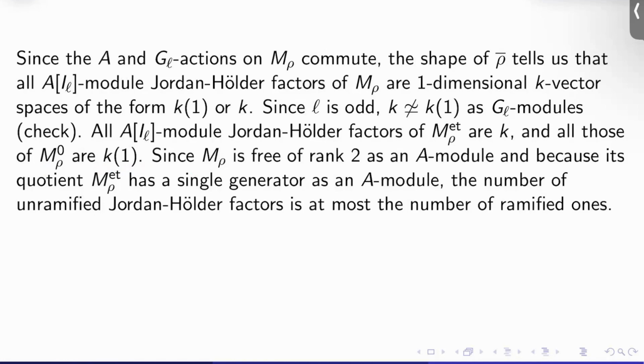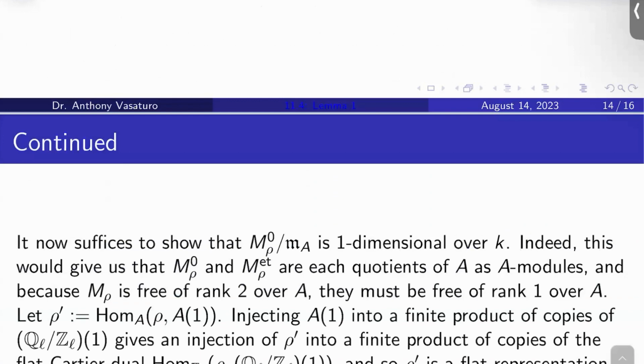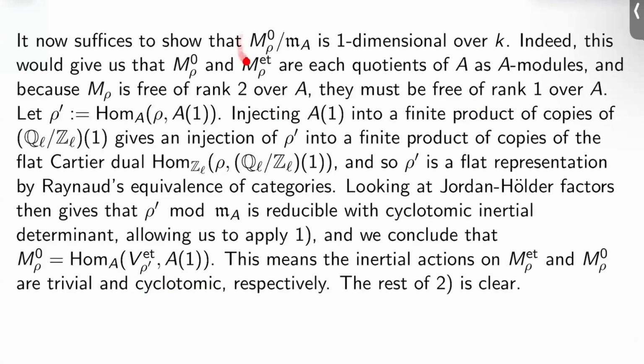Since M_ρ is free of rank 2 as an A module, and because its quotient M^et_ρ has a single generator as an A module, as we discovered earlier, the number of unramified Jordan-Hölder factors is at most the number of ramified ones. Okay. So now it suffices to show that M^0_ρ mod m_A is one-dimensional over K. This is the second piece here. Indeed, this would give us that M^0_ρ and M^et_ρ are each quotients of A as A modules, and because M_ρ is free of rank 2 over A, they have to be free of rank 1 over A. There's no other choice. We don't have much room.